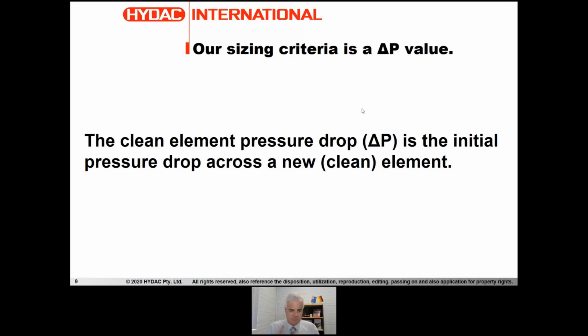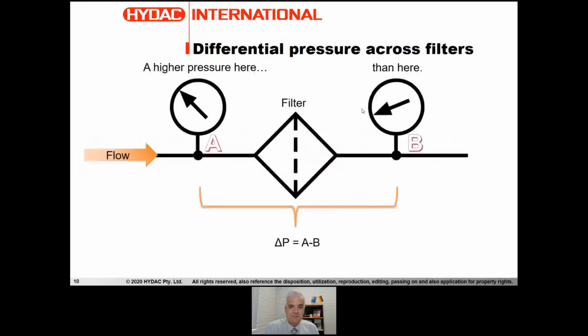We're not sizing on port size. We're not sizing on physical dimensions. We are looking at the clean element pressure differential. And that's not necessarily something that is going to come to mind first. So I want to describe why that is and why it's so important to us.